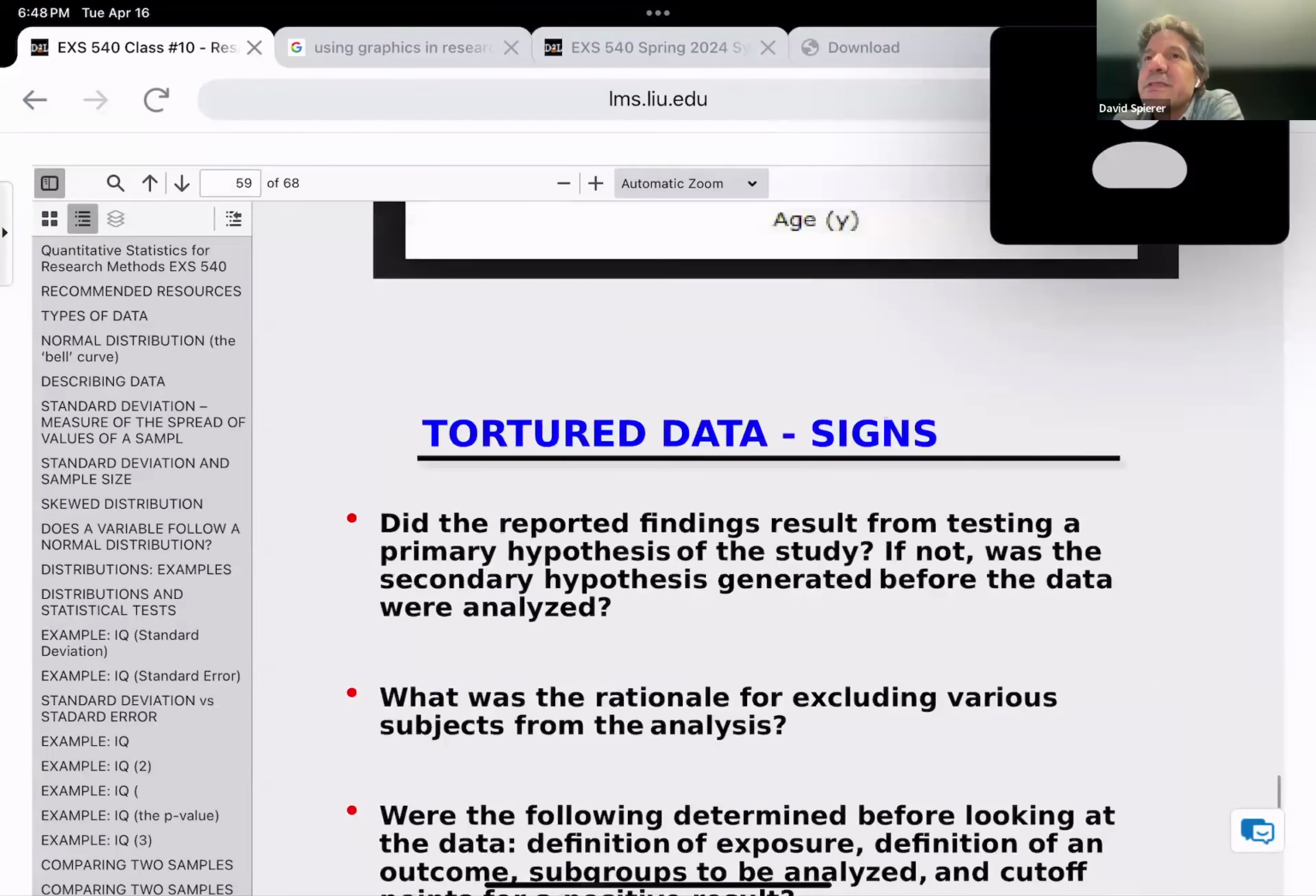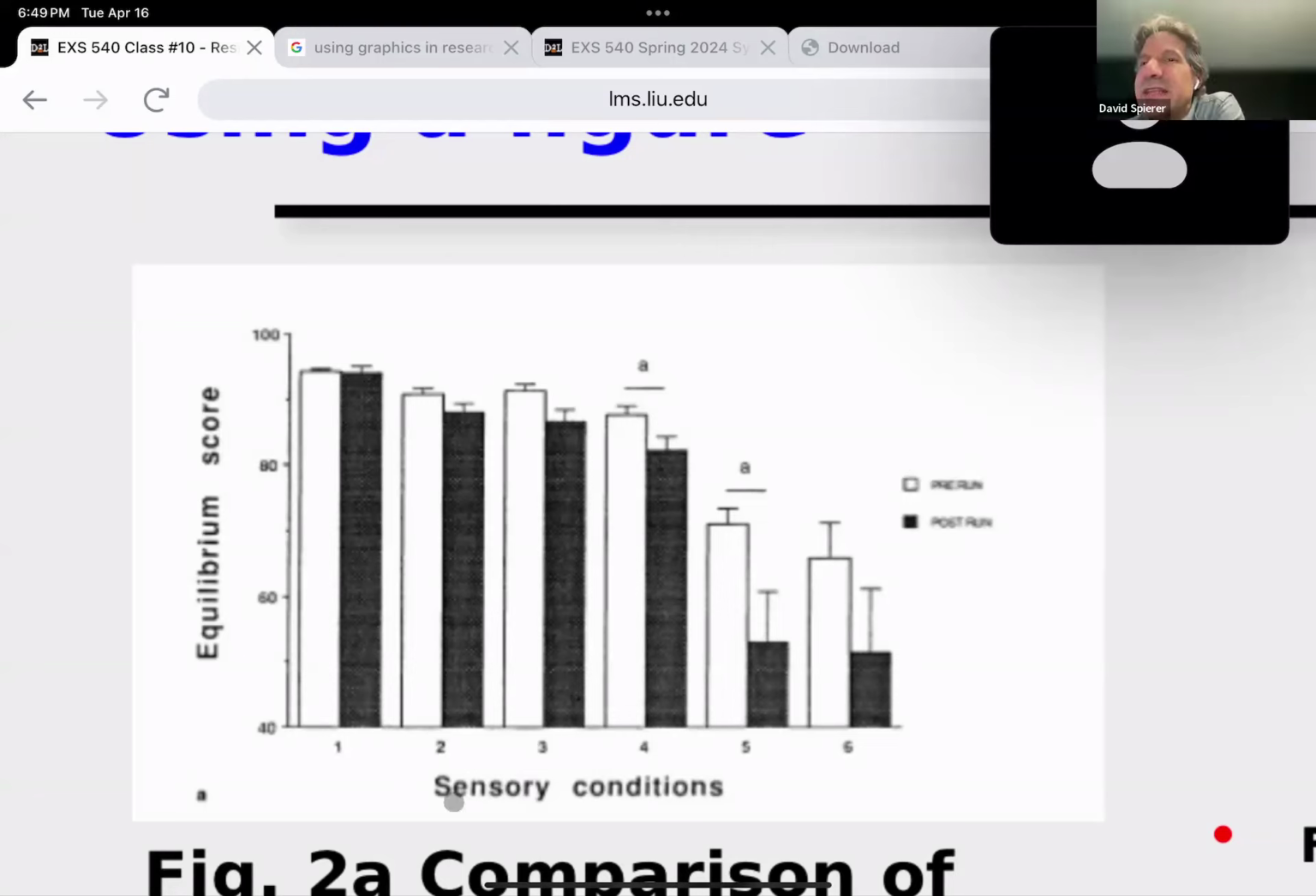What do sensory conditions mean? Okay, so what are these? I don't need the exact definition because you don't know what the sensory conditions are, but what's the 1, 2, 3, 4, 5, 6? What is that? Those may be the number of times that they did. Number of times or the number of experiments, right? The different kinds of experiments, okay? And then the equilibrium score is basically a test score, right? They're doing a balance test. So it's a score on a balance exam.